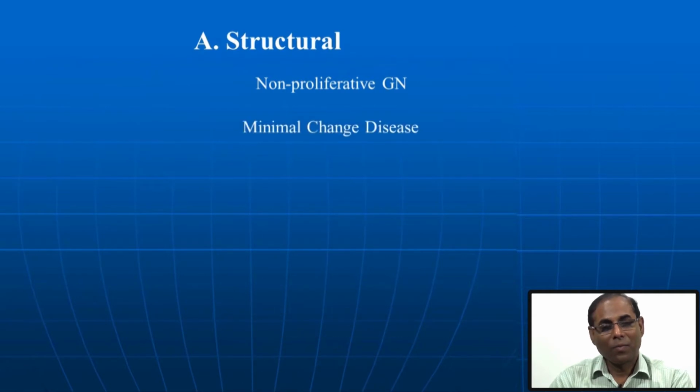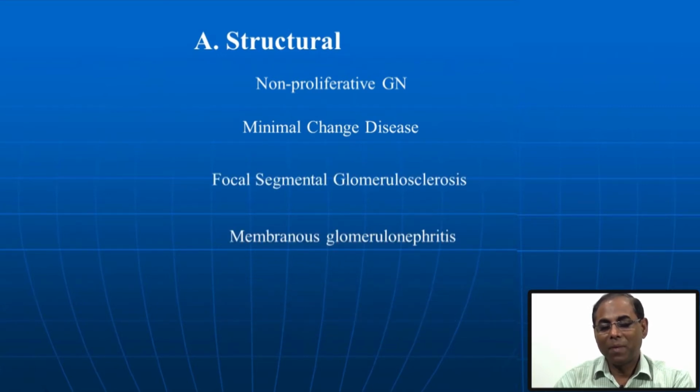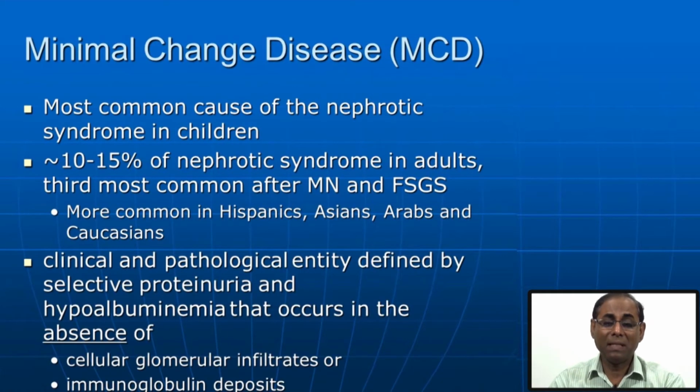Now, under the non-proliferative glomerulonephritis, the broad or main types are minimal change disease, focal segmental glomerulosclerosis and membranous glomerulonephritis. So, these three. First we will see what happens in these three conditions. The first one is minimal change disease. This is the most common cause of nephrotic syndrome in children. This is very important.